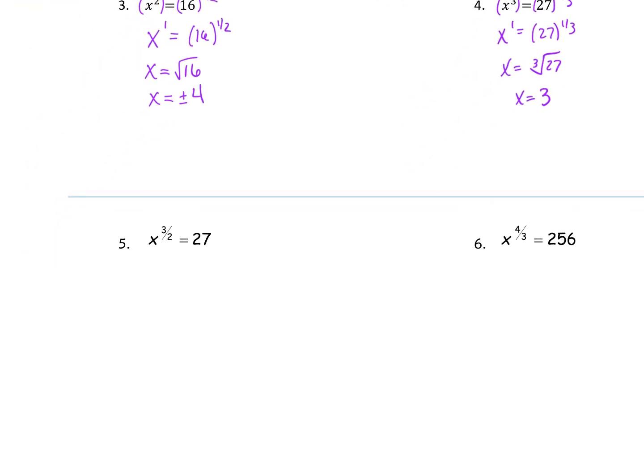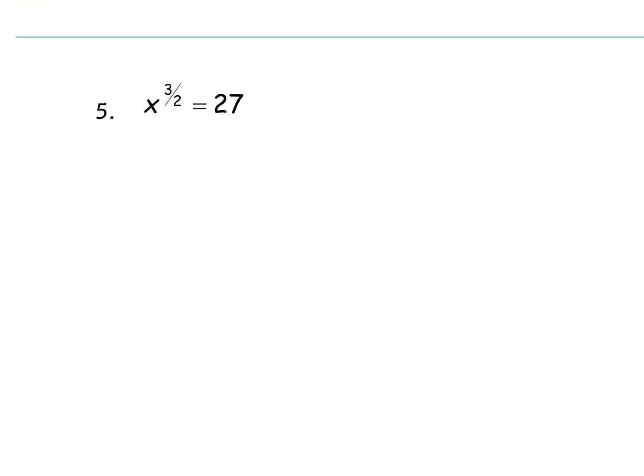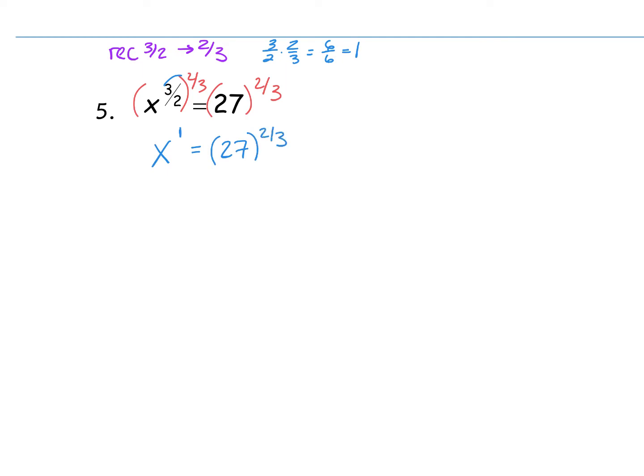All right, so now let's approach this with a different type of exponent. So I have x to the 3/2. So the reciprocal of 3/2 is going to be 2/3. So I'm going to raise both sides to the 2/3 power. And so essentially what I'm doing is I'm multiplying 3/2 times 2/3, which would give me 6/6, which would give me 1. So I'm left with x to the 1st power, and then 27 to the 2/3 power.